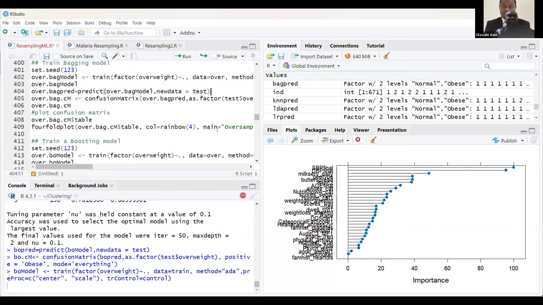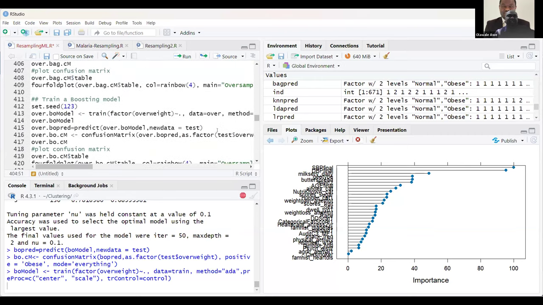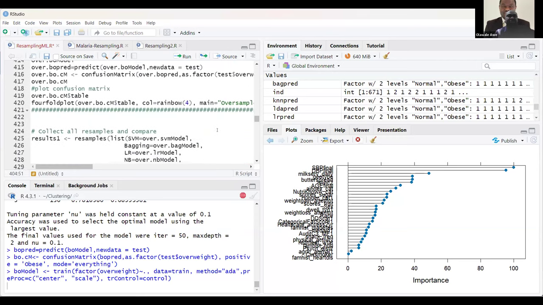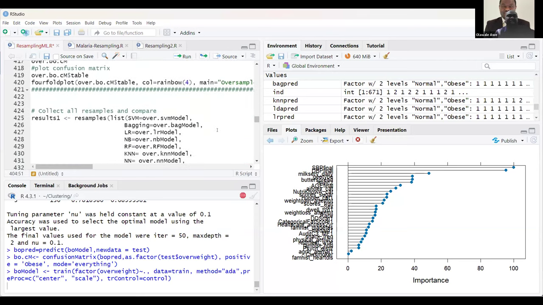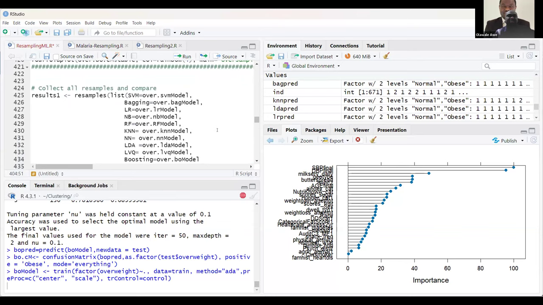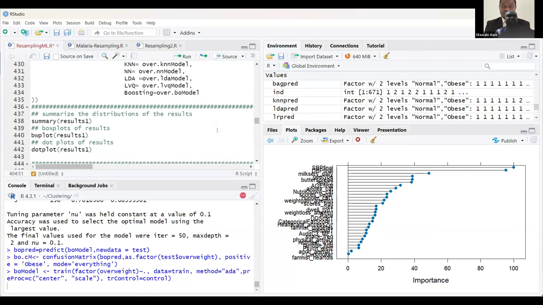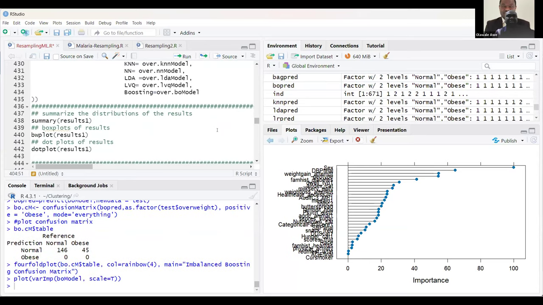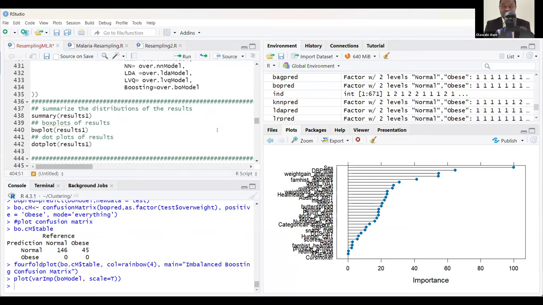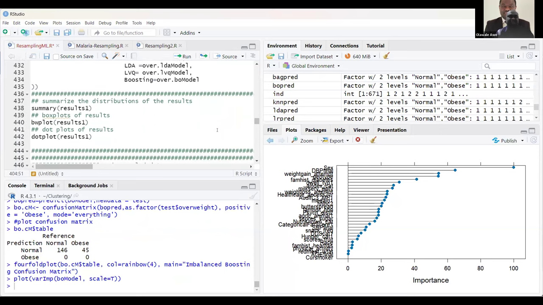Okay, so this is essentially what we did. Now, let me quickly run you through because of time. Then we compare all the models. You can see the over LR model, over NB model. That's just what is different from the previous one. Then we call this one results one, and then we run. Finally, I'm just going to run everything at once after explaining to you.